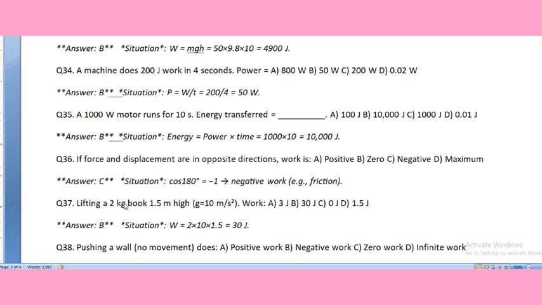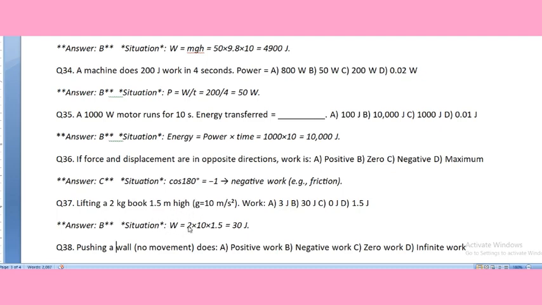The next question, question number 37. Lifting a 2 kilogram book 1.5 meter high, using gravitational field strength of 10 meter per second squared, the work done is dash. Choice A 3 joule, choice B 30 joule, choice C, choice D 0 joule, 1.5 joule.